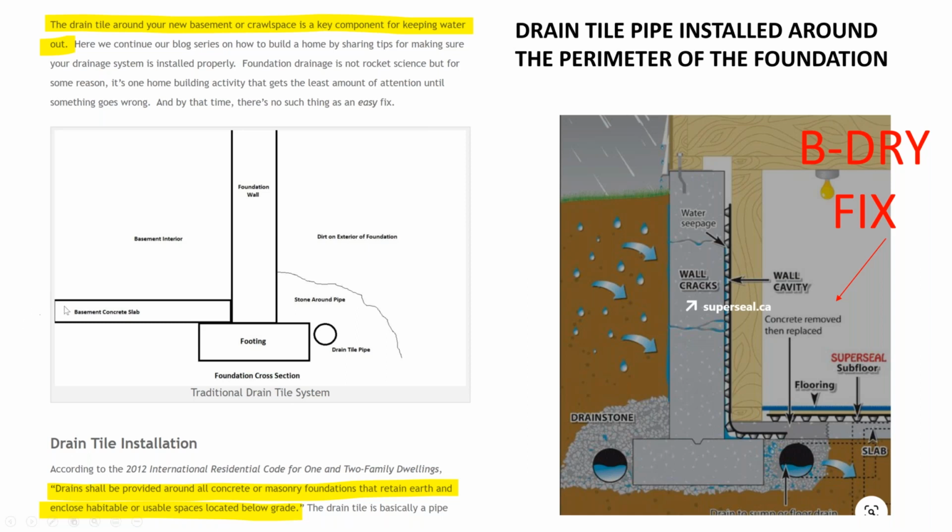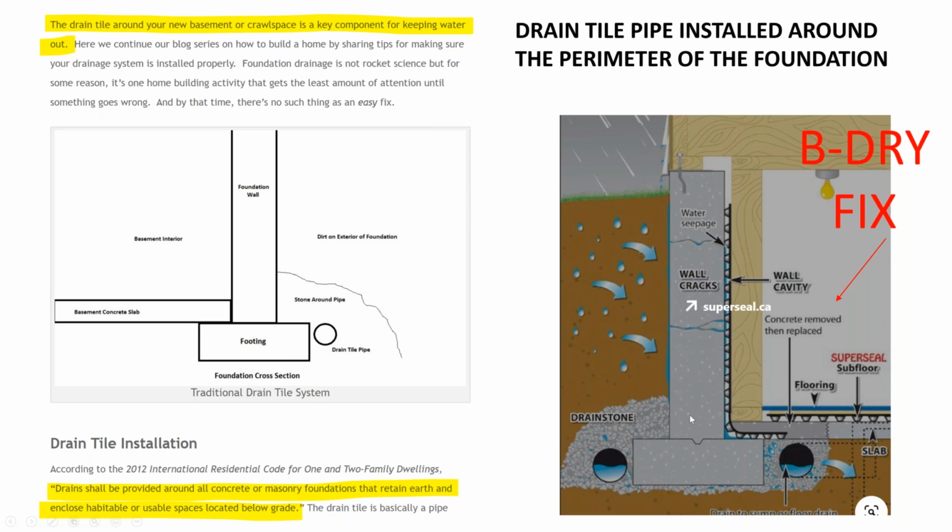This is an example of a footer. That's going to be a wider load spreading support with your foundation wall sitting on top of it. There's your basement floor over here. And they have a drain tile on the outside so that it's getting the water away from the foundation and moving it somewhere to a lower level, hopefully, on the property.